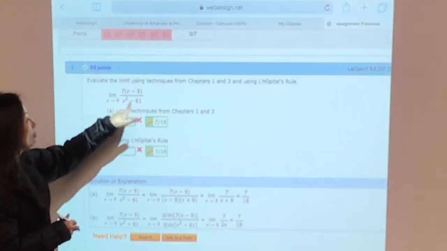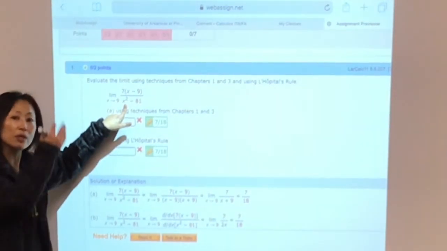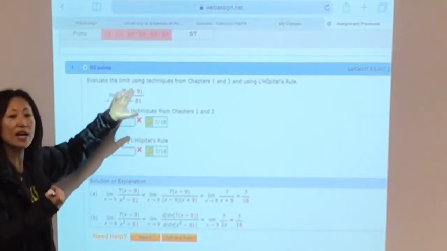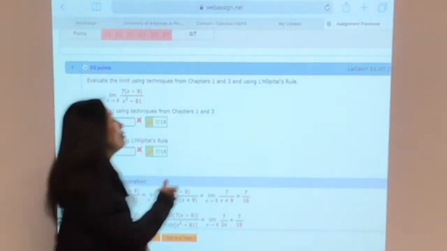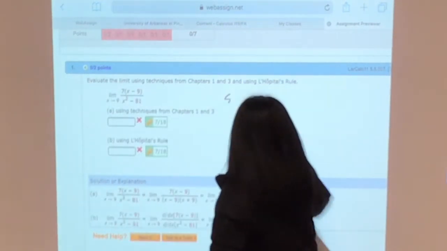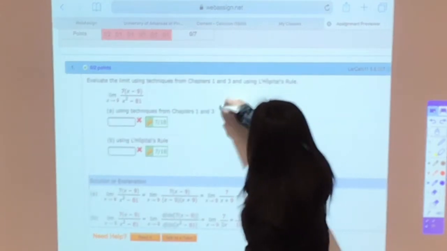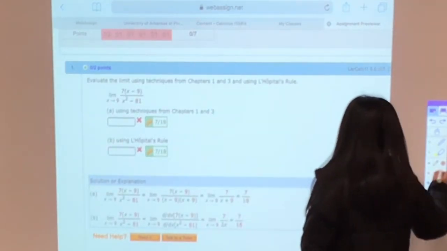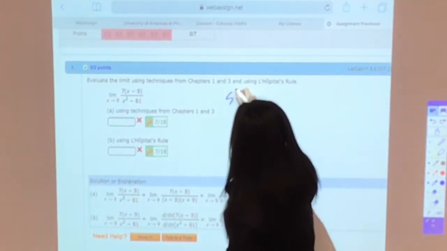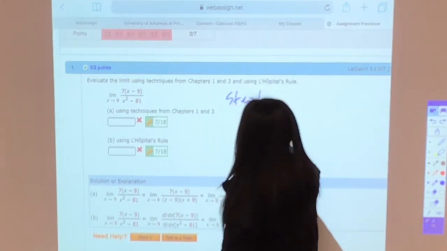First thing we're gonna do, step one, is plug in this number and see whether we get 0/0. So if I give you problems like this, I want you to show me this. First step is what? Plug in the number. Because you have to know whether you can use L'Hopital's rule, right? So first thing, step one, just plug it in.